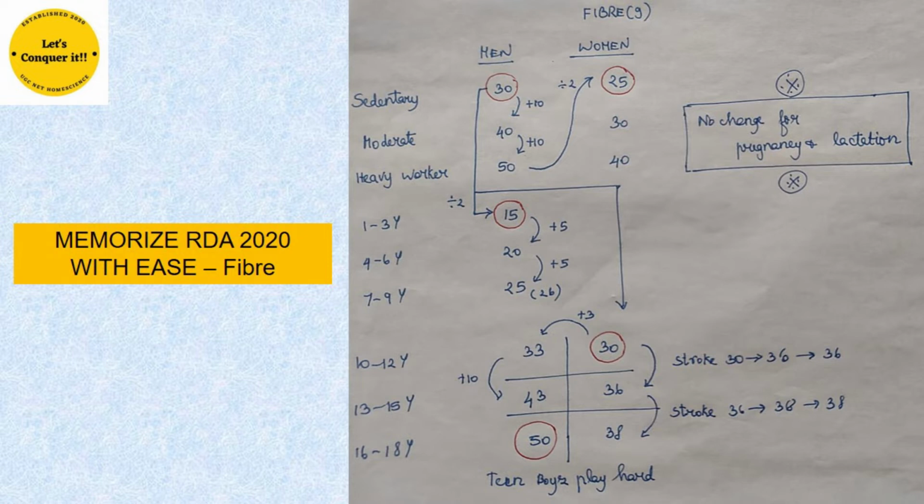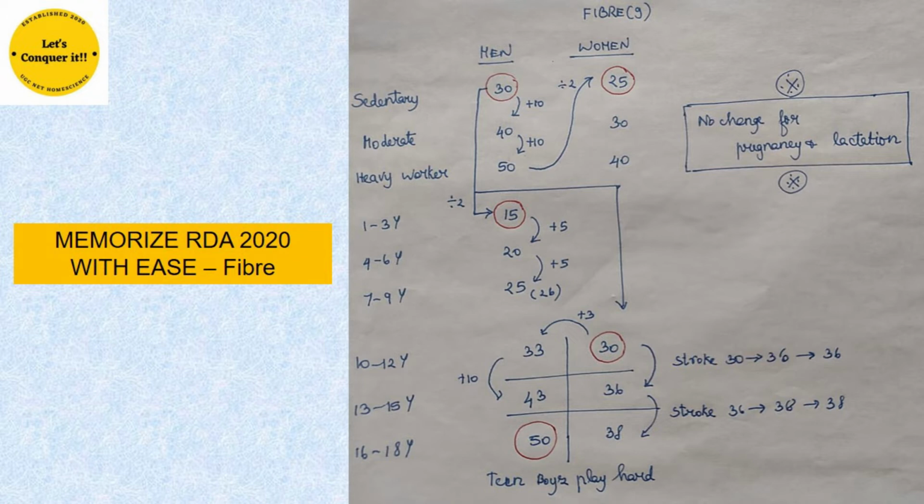We already know that 50 grams is the fiber requirement of a man who is a heavy worker. Now what we are going to do is divide this 50 by 2. 50 divided by 2 gives us 25. This 25 is the fiber requirement of a woman who is sedentary. Alright, now for getting the moderate and heavy worker requirement in women, I am just going to write the same values which are there in the men. 30 from sedentary and 40 from moderate. So the requirement for women becomes 25, 30 and 40.